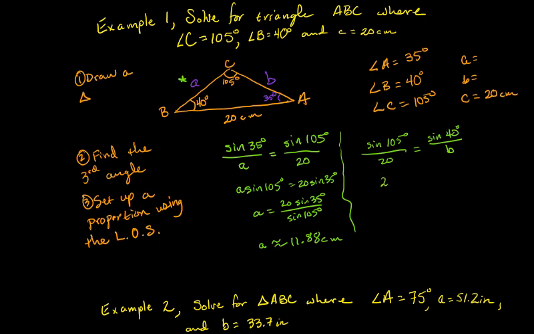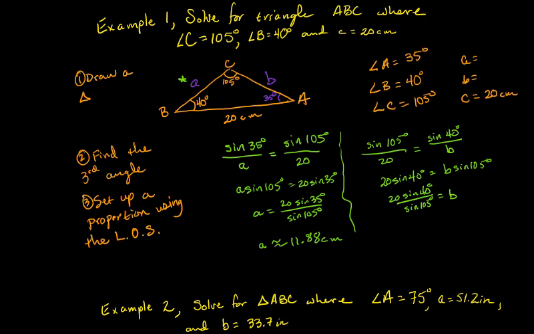Then we can do the same thing on the other side for B. And so you would get 20 sine of 40 degrees equals B sine of 105 degrees. Divide, and so B would equal 20 sine of 40 over sine of 105.